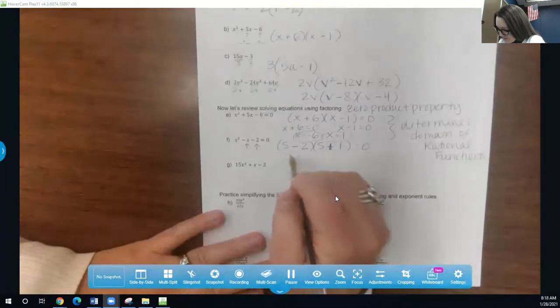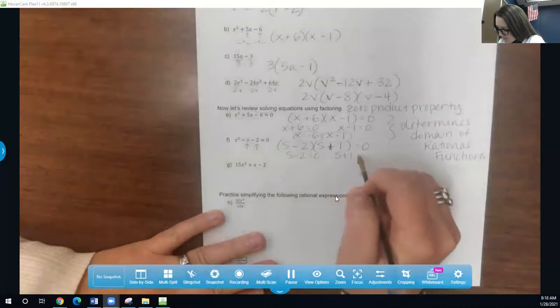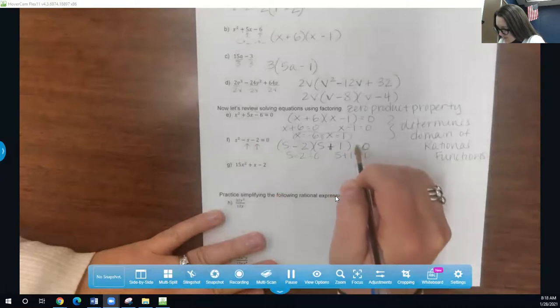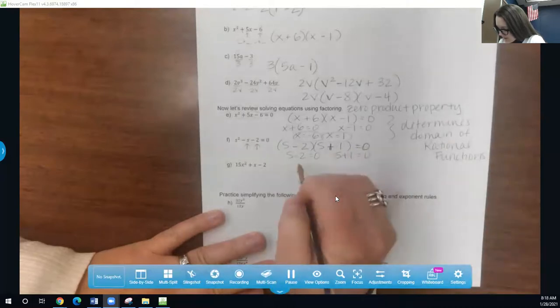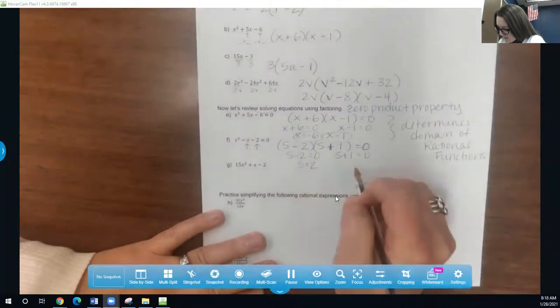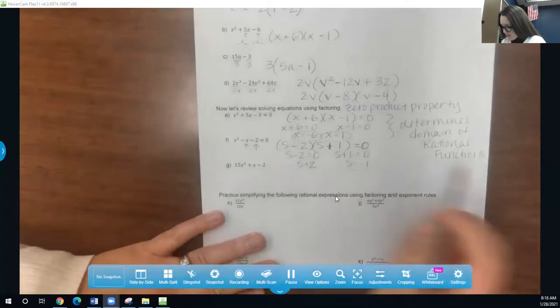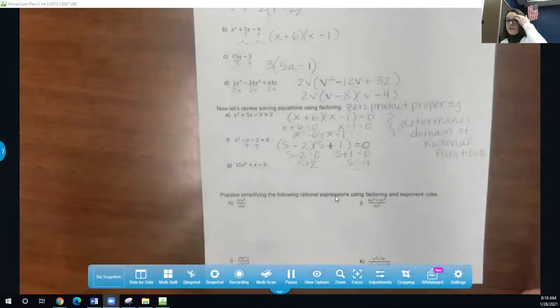All right, so the zero product property says s minus 2 could equal 0 and s plus 1 could equal 0 for this to equal 0 here, because if I multiply either one of them by 0, I get 0. So I get s equals +2 and s equals -1. There we go.